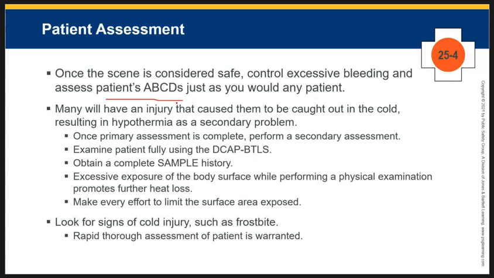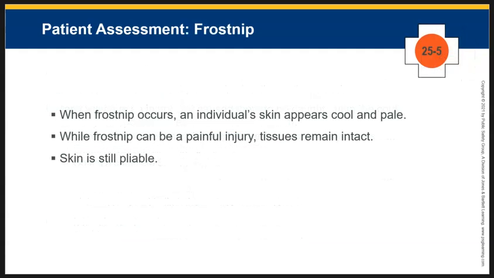Once you've established scene safety, again, proceed with primary assessment and managing any life threats to ABCDs. Remember, the cold injury may be a secondary injury, and you have illness or injury as a primary chief complaint that you need to address. You can examine the patient fully, get that correct patient history, and baseline vital signs. Look for signs of cold injury. And remember that your assessment can be completed in an efficient manner because you want to go ahead and move this patient inside.